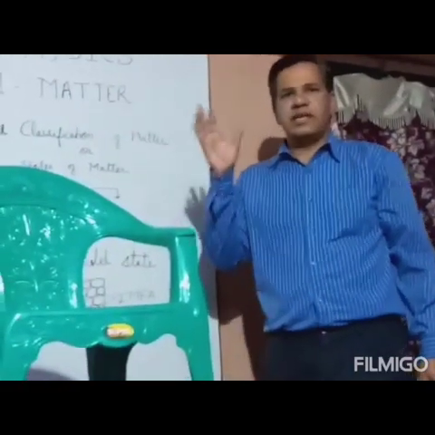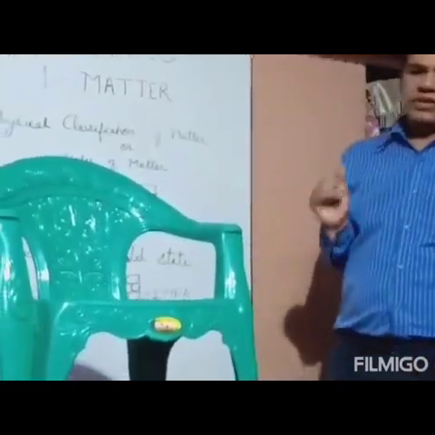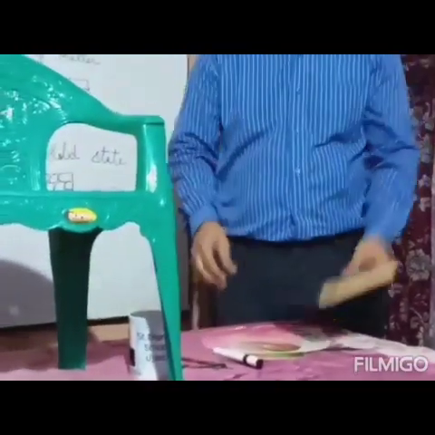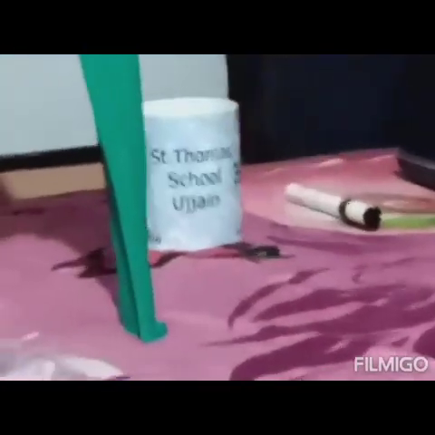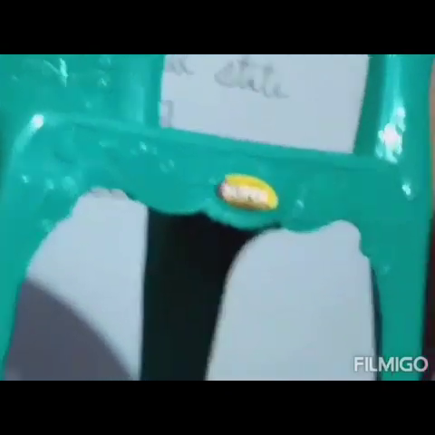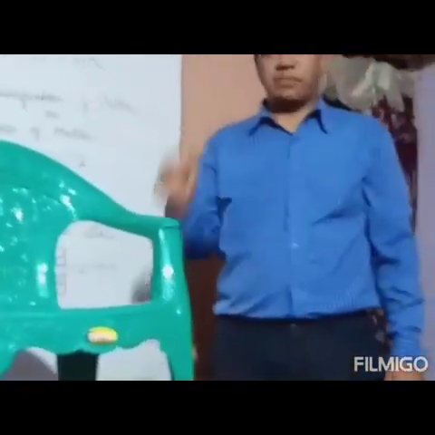Second, it has definite shape. We see a book, marker, cup, chair, table. Do they change their shape? Answer, no. My next question is why? Because they are all solids. They have fixed boundaries. They have definite shape. So we can say that it has definite shape.